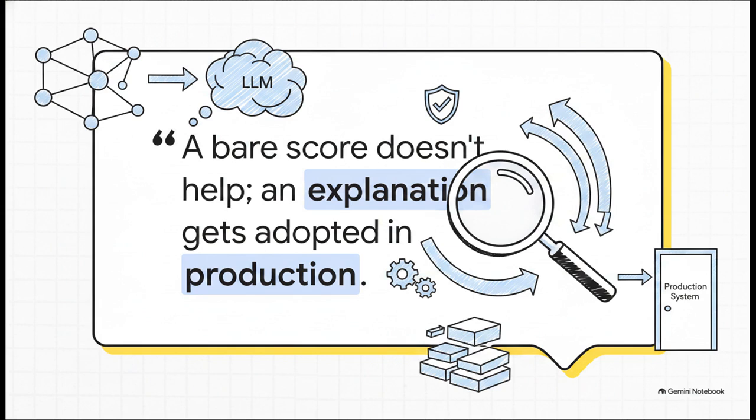Ultimately, it all comes down to this core idea. A bare 0.87 risk score doesn't help a fraud analyst. An explanation is what actually gets adopted in production. Providing an undeniable, clear narrative justification is literally the sole reason these advanced AI pipelines ever make it out of academic papers and into real-world enterprise production systems.